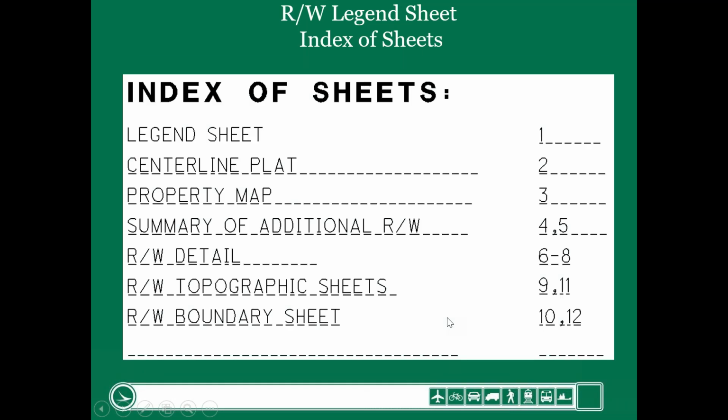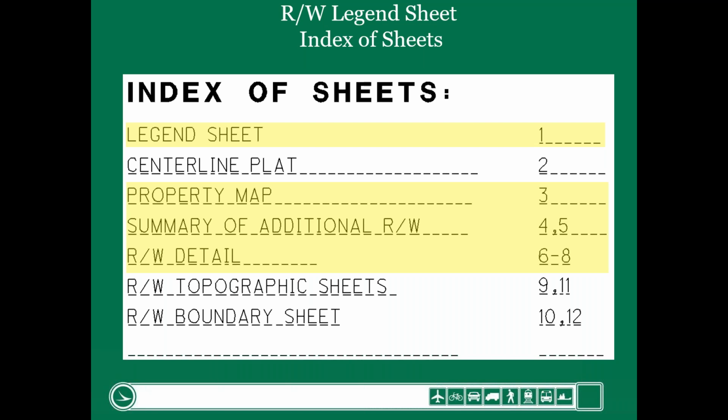In the middle is your sheet index, and real quickly, we're obviously talking about the legend sheet. We will not talk about the centerline plat sheet today. We'll talk very briefly on the property map, and the majority of our time will be spent on the summary sheet, and then we'll spend a significant time on the right-of-way detail sheet, but most of it's going to be spent on the right-of-way summary.